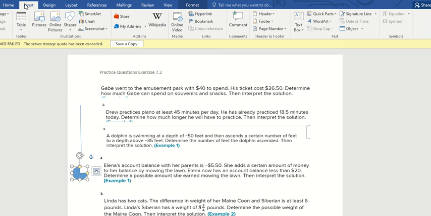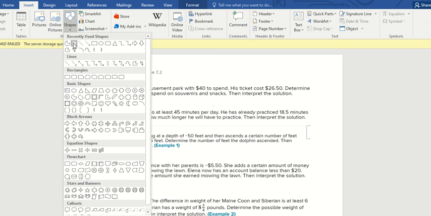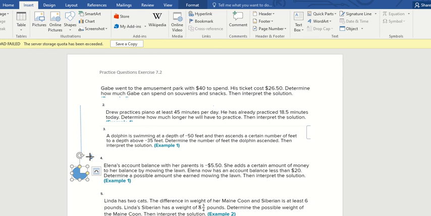Here, the dolphin is swimming down. We know which number is greater. Minus 50 feet is down in the water. Then it ascends. Ascends means it comes a little out to the number of feet of minus 35. Now, first of all, the question arises: which number is greater, minus 50 or minus 35?